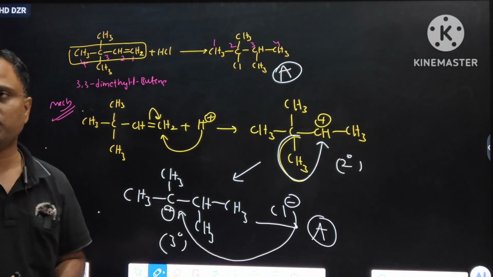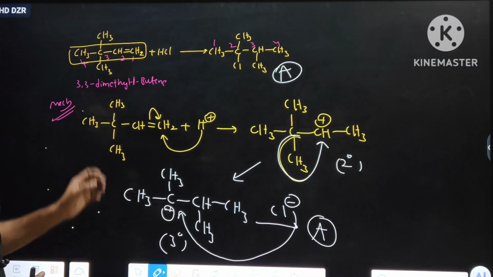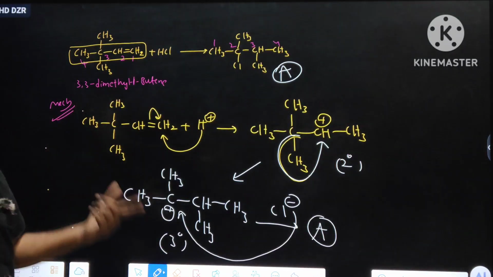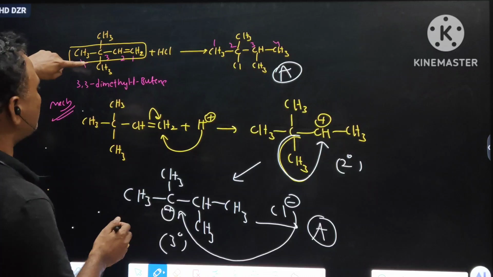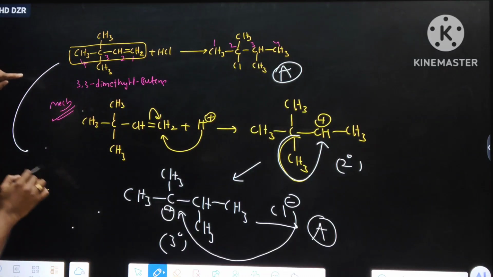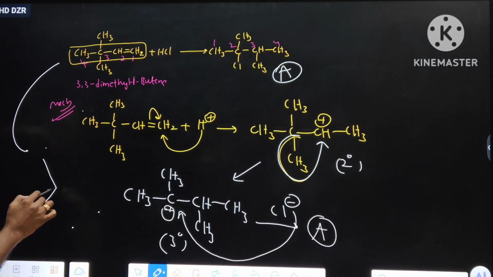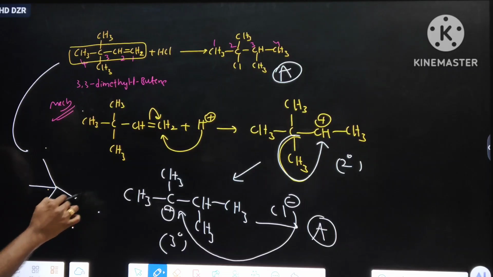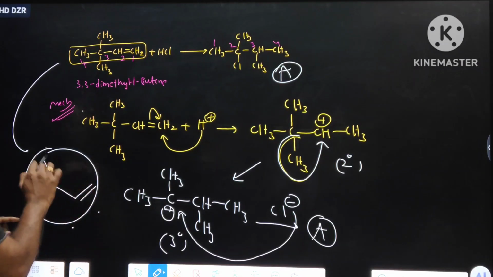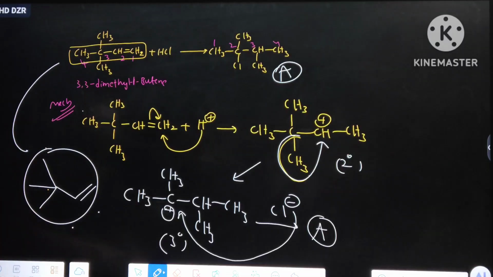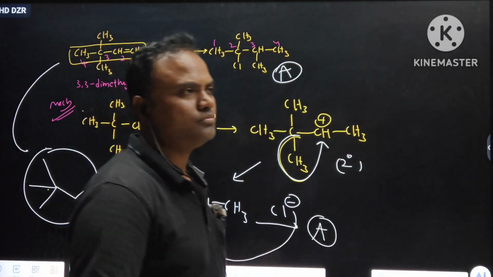I covered that also. But remember one thing: sometimes we will get bond line structures. Don't get confused. See, for this, what is the bond line structure? Look at this. Like this. Both are the same. Mostly bond line structures will come.